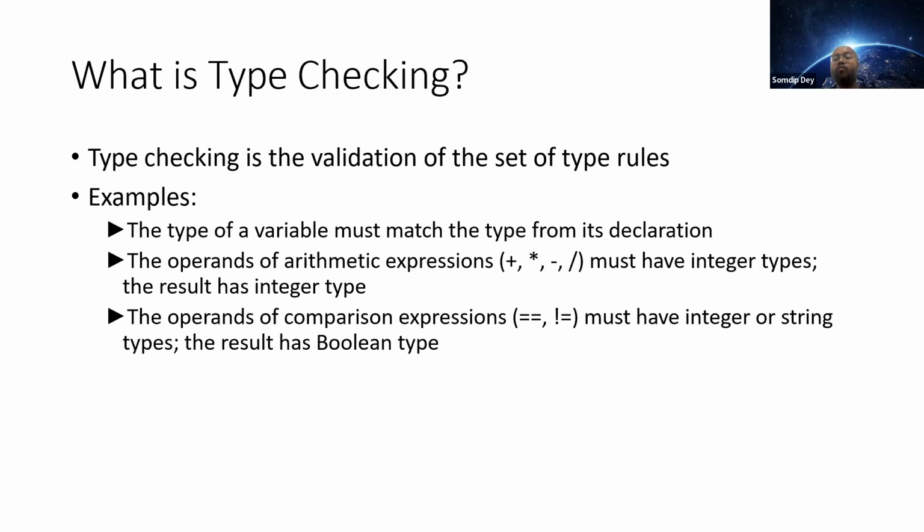So depending on how the language is defined, these are some of the forms of type checking that is done as part of semantic analysis of the compiler or the compilation stage. You can also have type checking such as the operands of a comparison expression must have integer or string type, so that the result is always a Boolean type. Okay, so these are some of the basic type checking that happens as part of semantic analysis.